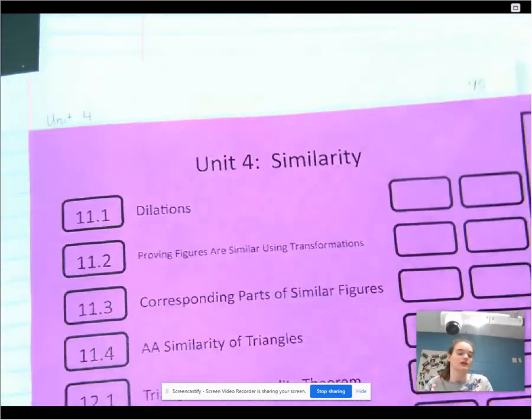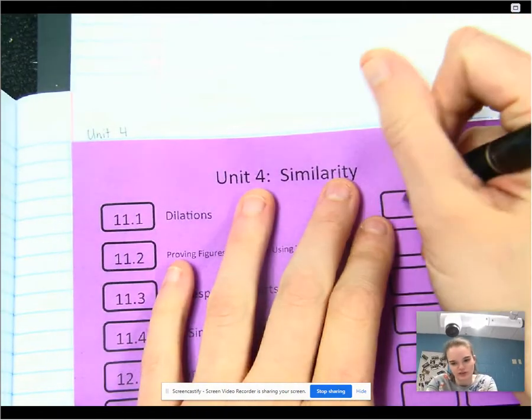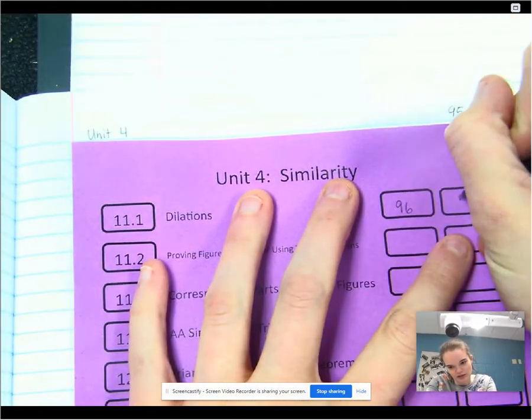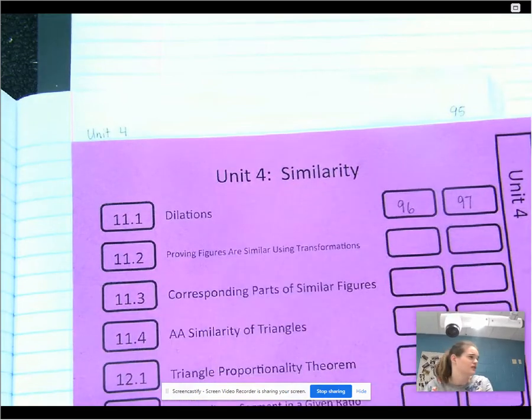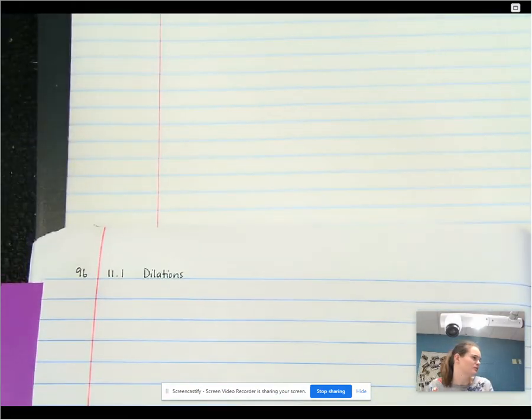All right, so we're going to start on 11.1. We're going to start with dilations today. Dilations are going to be on pages 96 and 97. You are going to have a foldable that goes on 96 and 97, so we're just going to go ahead and label them, and then start with those foldables. And I actually went ahead and labeled them before the video started. So 96 is 11.1 dilations. 97 is 11.1 dilations. And I'm going to put this side because it is actually a foldable.